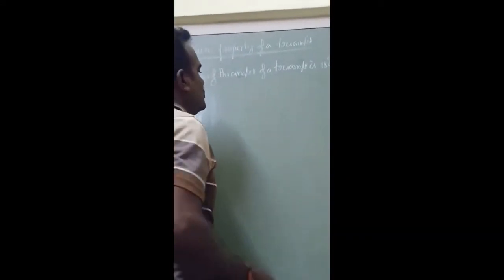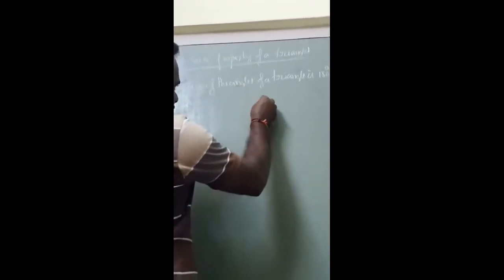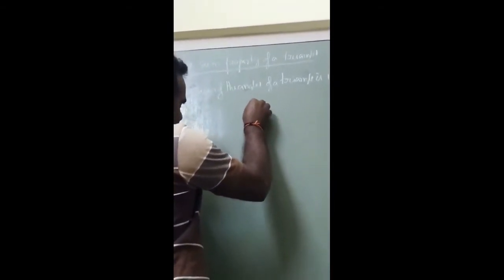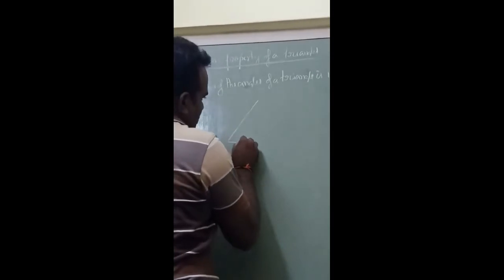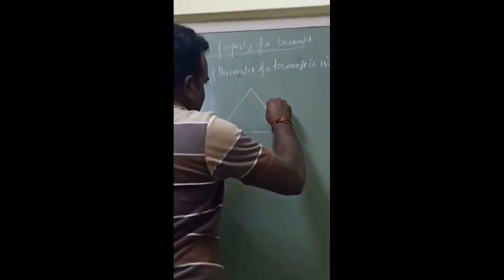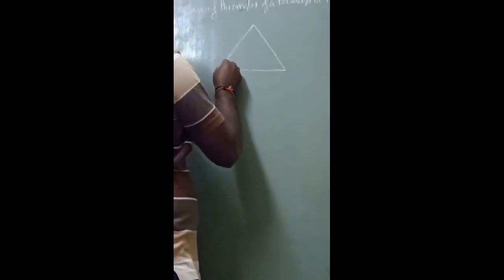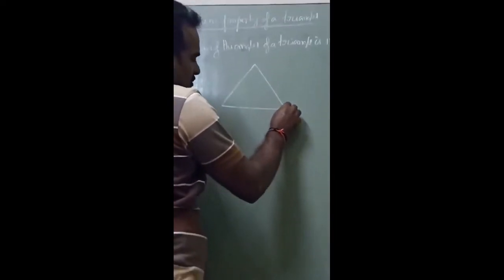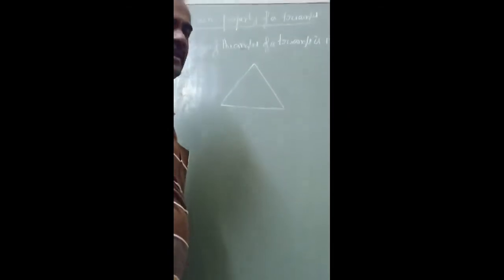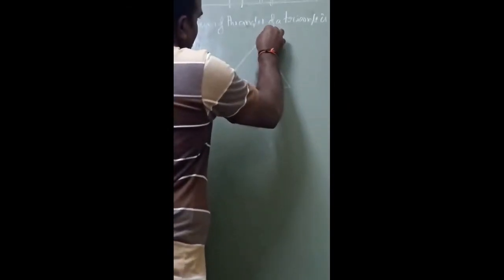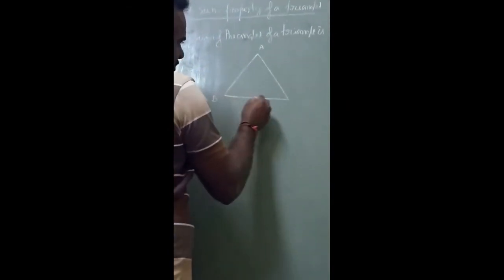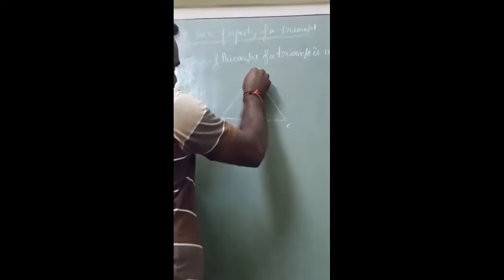First of all, you can draw one triangle. This is one triangle. This is triangle ABC. Name it as A, B, C.